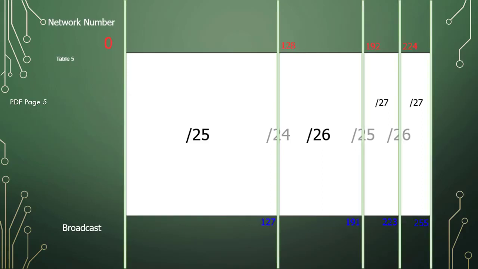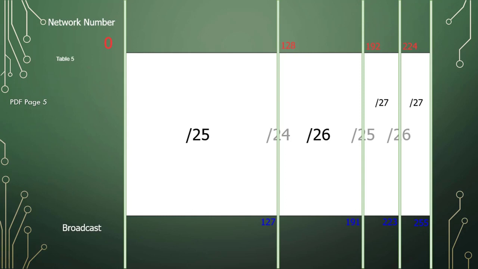If we flip to page 5 in the PDF, we'll see that I took one of my /26s and made it even smaller. So now we took a /26, which is 64 addresses, and I cut those in half and made two size 32 networks. So I go from 192 to 223 and 224 to 255.